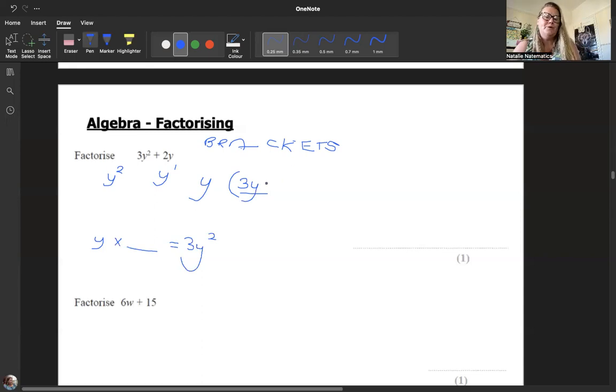Okay, and then next one is, we have 2y. So I need y times what would make 2y? Well, I need plus 2. So 2, and then what we're going to do effectively is multiply out our brackets as a check to see we've done that right. So y times 3y, 3y squared. y times 2, 2y. All good.